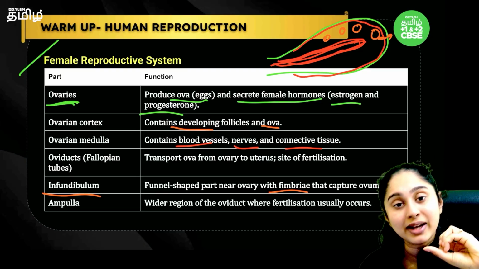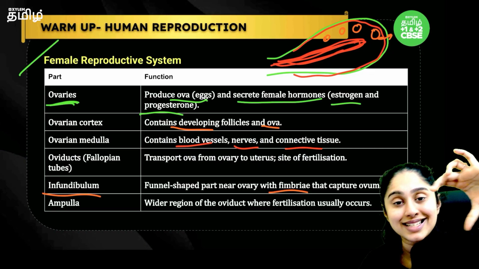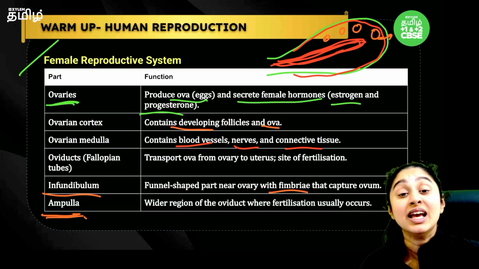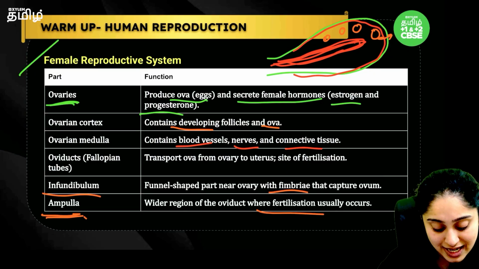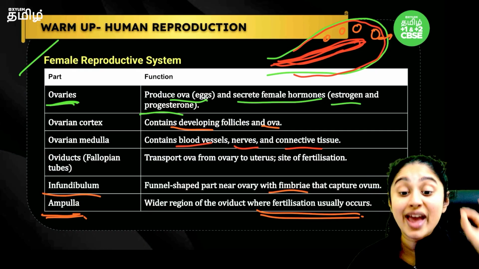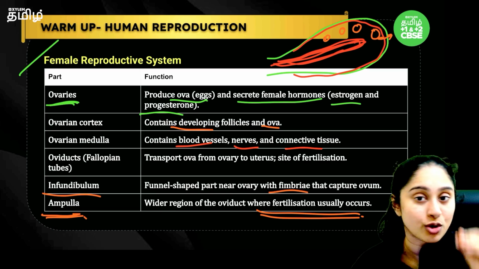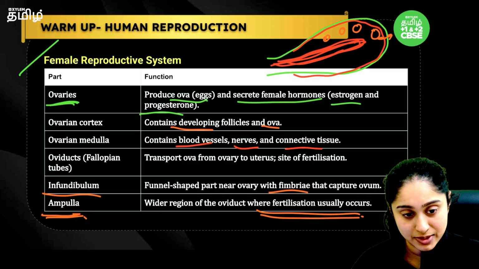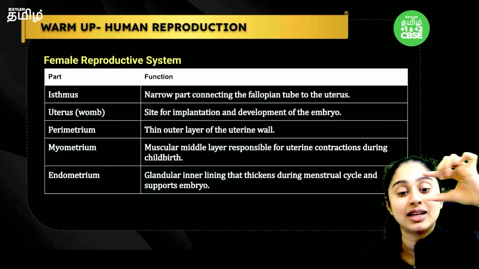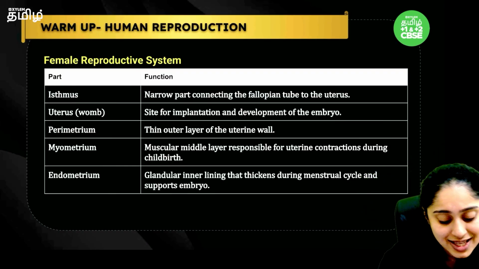Now once the egg is picked up through this funnel-shaped infundibulum, it is led into a slightly broad or wide region which we call the ampulla. This is the region where fertilization will occur. So the ampulla of the fallopian tube is where fertilization would occur if the sperm also reaches the fallopian tube at the same time. Alright, now from the ampulla there is a small narrow part that will connect this tube to the uterus, which we call the isthmus.